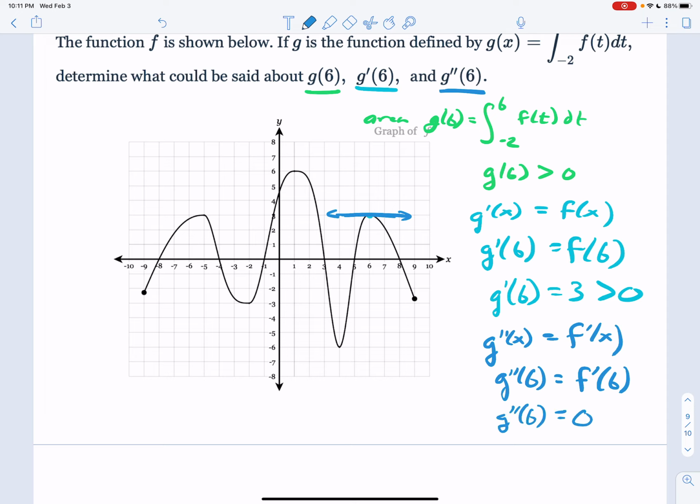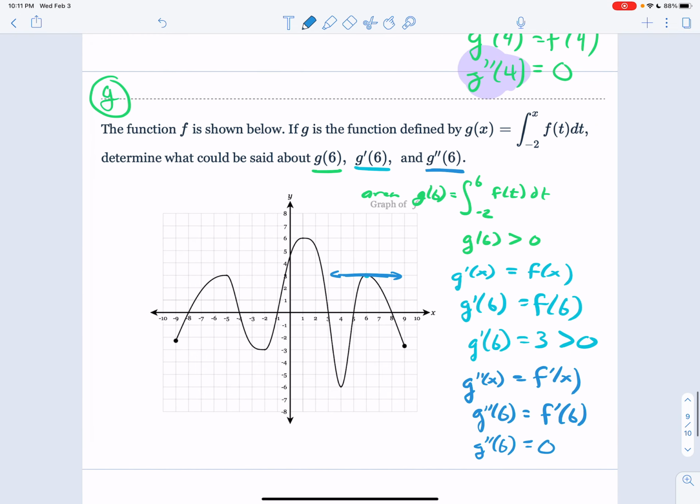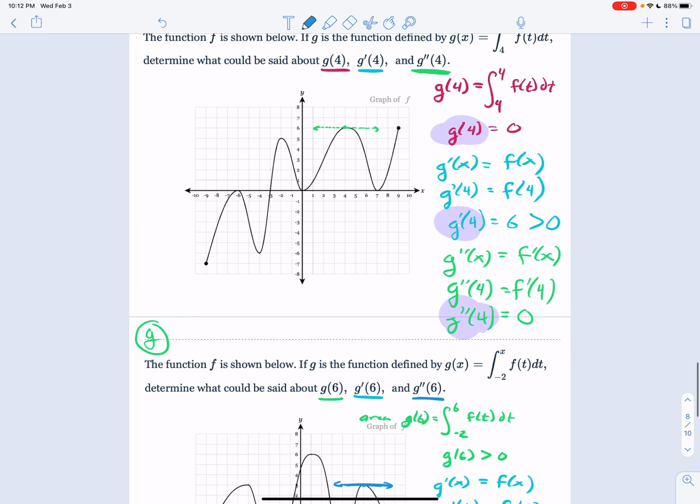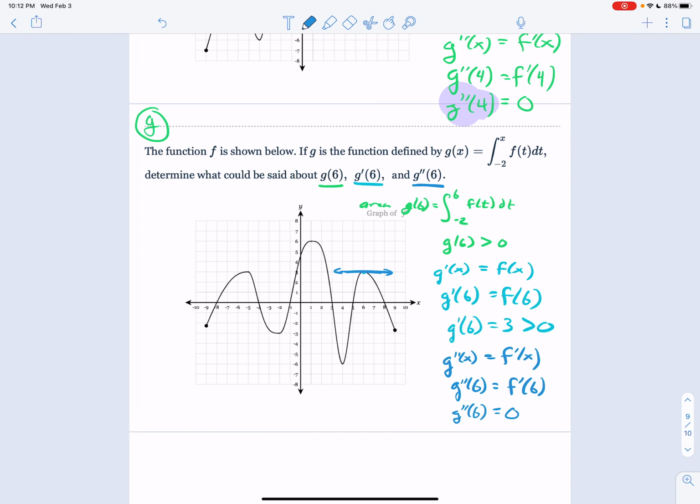And that's it, you guys. A lot of analysis, not a lot of analytical work. There's a little bit, but that's it. Try it out on Delta Math. Let me know if you guys have any questions.